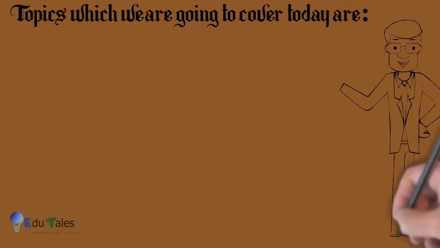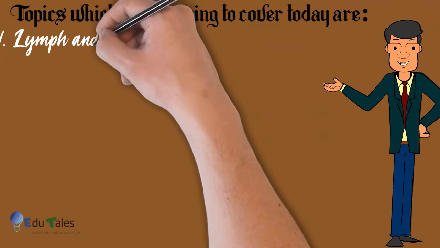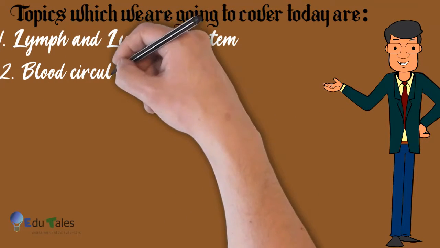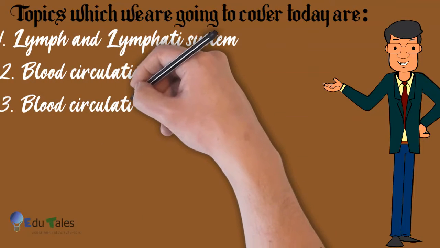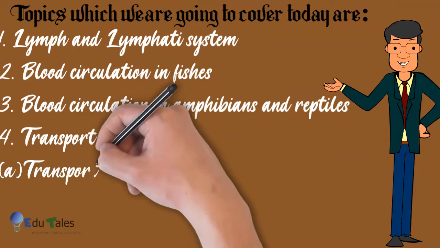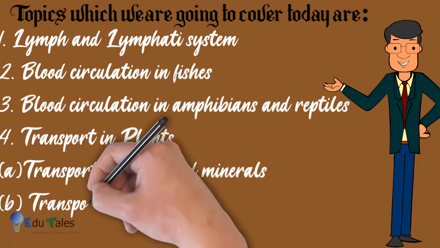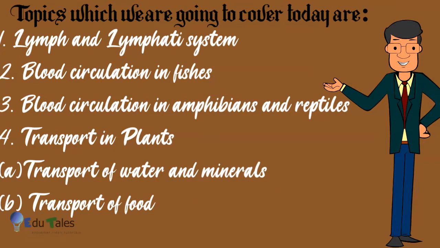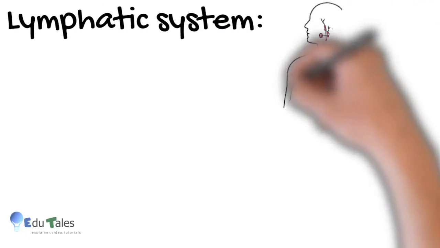Topics which we are going to cover today are lymph and lymphatic system, blood circulation in fish, blood circulation in amphibians and reptiles, transport in plants, in that transport of water and minerals, and transport of food. Transport of food we'll see in the next video.